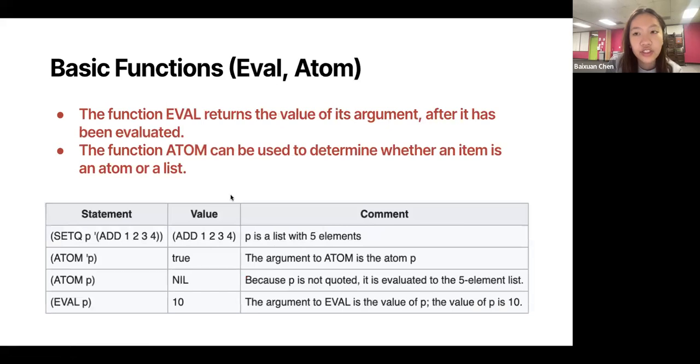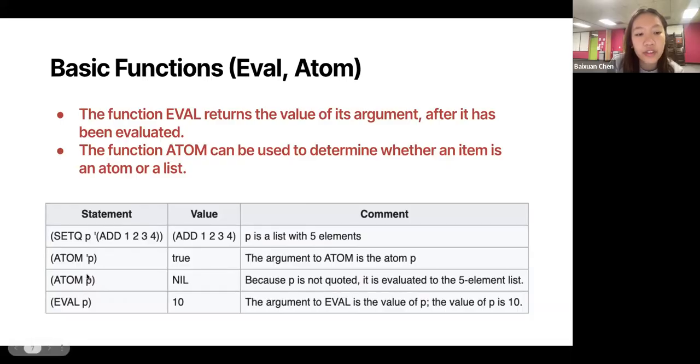Okay. So 2 other basic functions we have are eval and atom. The function eval returns the value of its argument after it has been evaluated, and the function atom can be used to determine whether an item is an atom or a list. So if we do setQ P, add 1, 2, 3, 4, this is talking about the previous setQ. We're setting P to be the value of a list, this list, because there's a quotation mark. And then when we use the function atom quoted P, it will be true because P is an atom. It's just atom P.